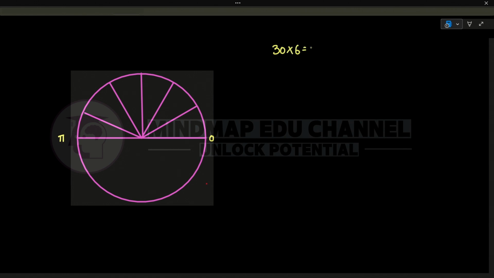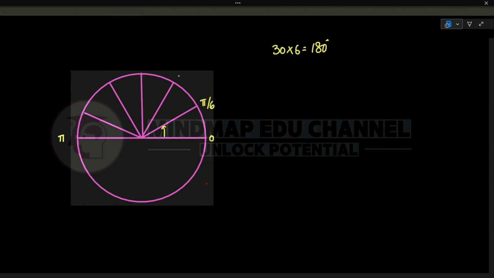Now let's move on to the next points, and let's start with the 30-degree angle. Now, how many 30s will make 180? Now, why 180? Because we are starting here from 0 to pi. That means till 180 degrees. So, how many 30s will make 180? So, 6. 30 into 6 will give us 180 degrees. Correct? So, let's divide the semicircle in 6 parts. So, that will be pi over 6.